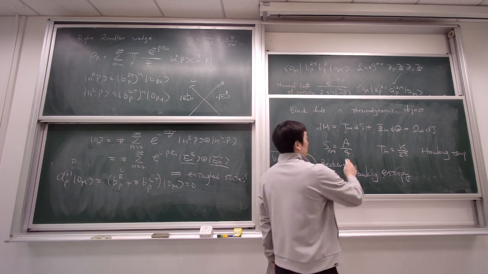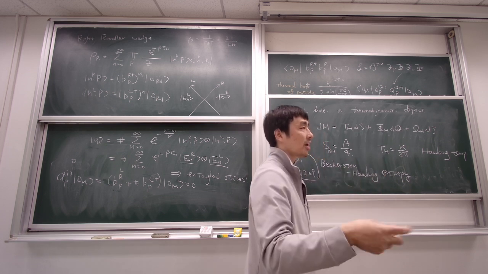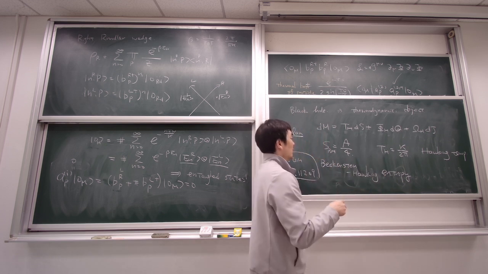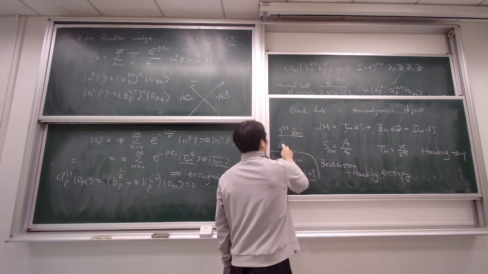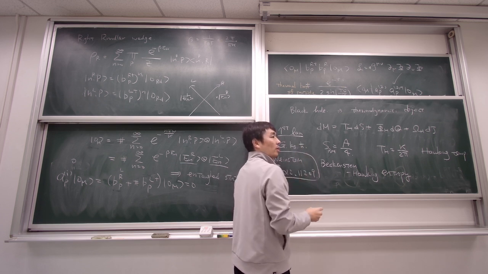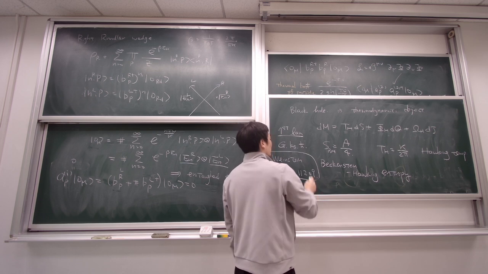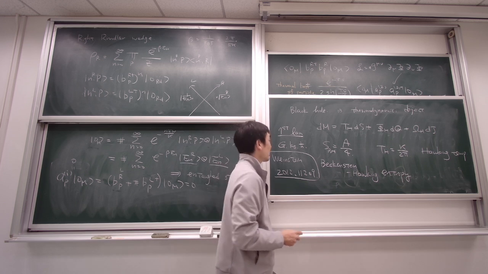Of course, there are a bunch of factors here. I said that G equals h bar equals k_B equals 1. So all those quantities, G, k_B and h bar, appear in this formula, but I just set everything to be 1.